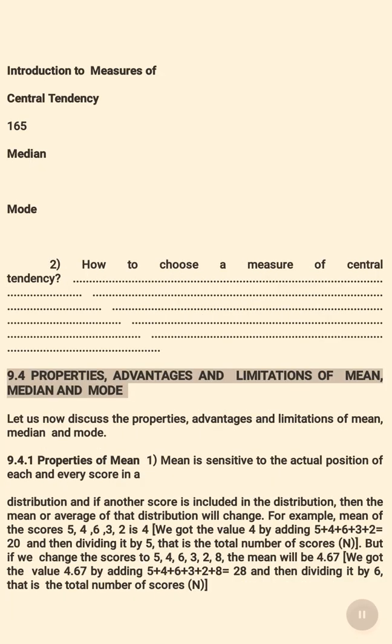9.4 Properties, advantages and limitations of mean, median and mode. Let us now discuss the properties, advantages and limitations of mean, median and mode. 9.4.1 Properties of mean. 1.